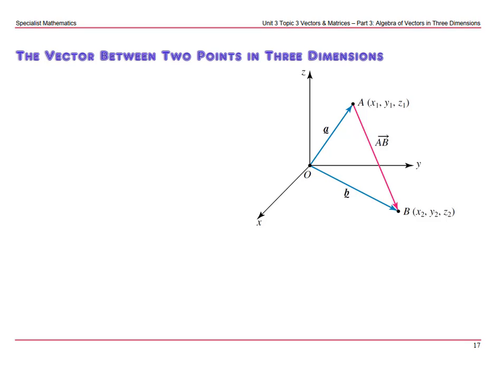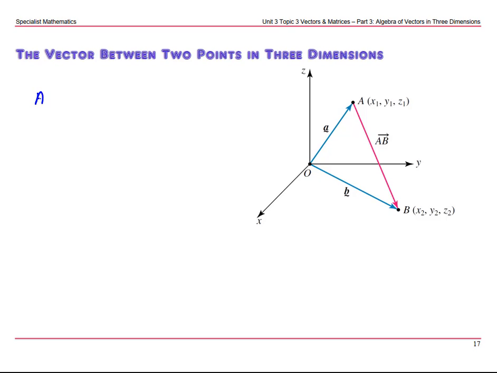This video looks at vector representation in 3 dimensions and manipulating vectors in 3 dimensions, so adding, subtracting, multiplying. So firstly, the vector between 2 points in 3 dimensions, no different to when we were doing it in 2 dimensions. So the vector AB, which you can see by the pink line, we'd have to start at A, go to O, O to B, and then AB would be our resultant.